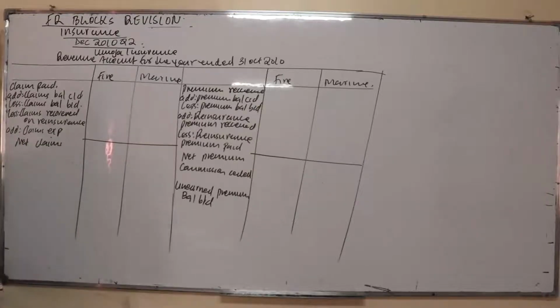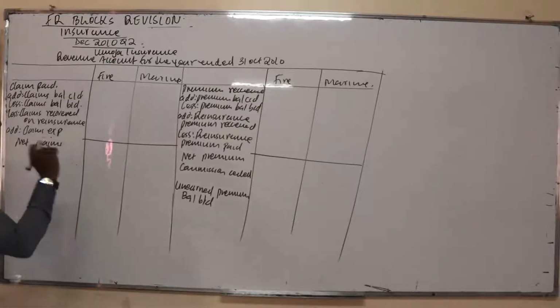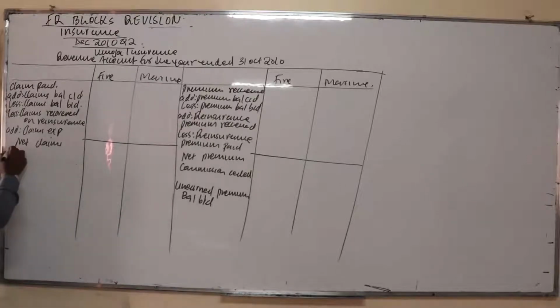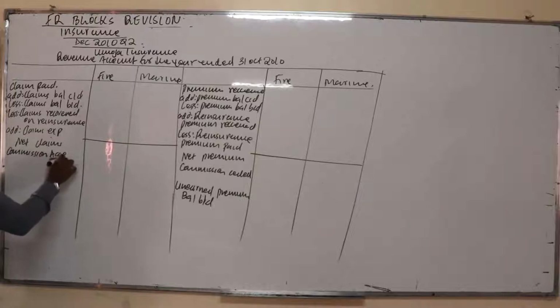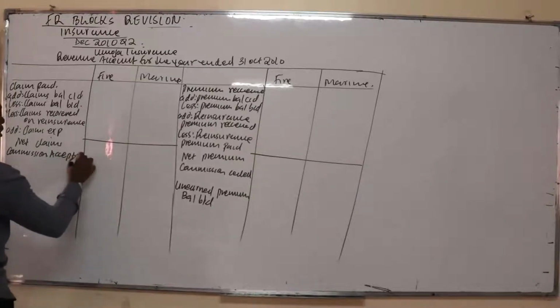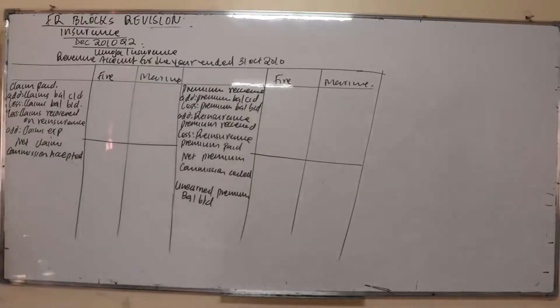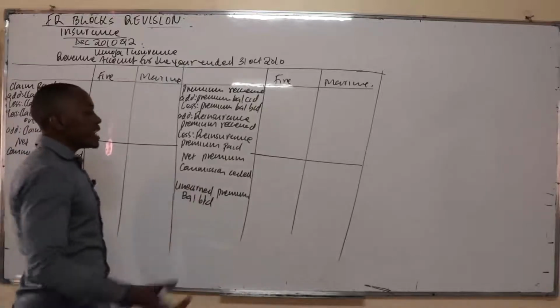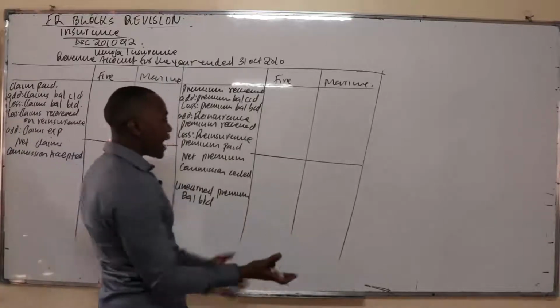Once you get the net claims, you add other expenses which are specific, such as commission accepted. Commission accepted is an expense. That's the commission paid to other insurance companies, but commission received is an income. These are commission received from other insurance companies.